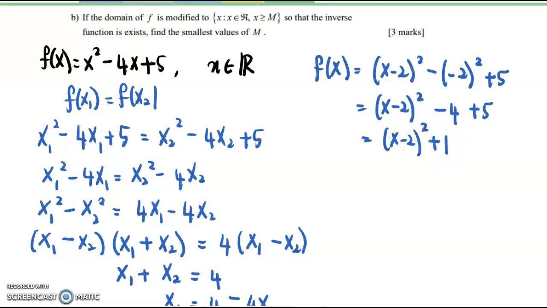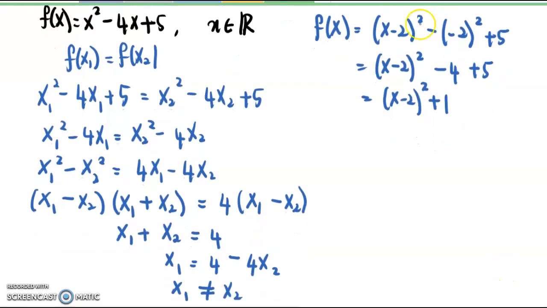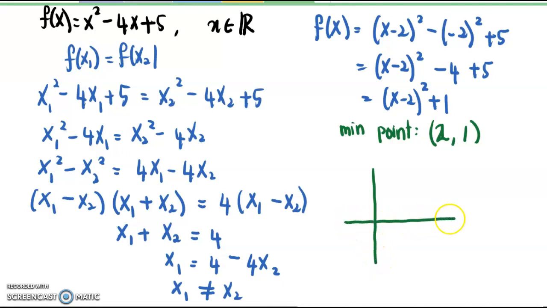Okay, kita nak buat graph. Based on the function, we have minimum point. Minimum point is (2, 1). So, kita buatlah (2, 1). X exists, Y exists. X is 2, Y is 1. So, graph kita akan jadi di sini.